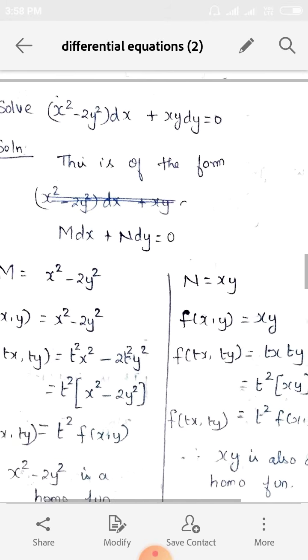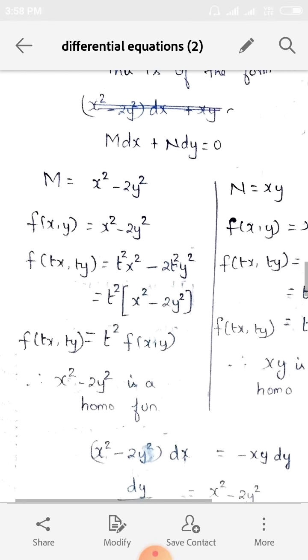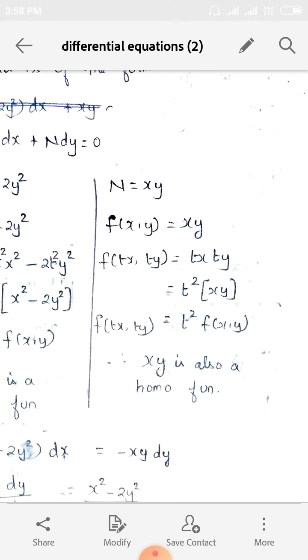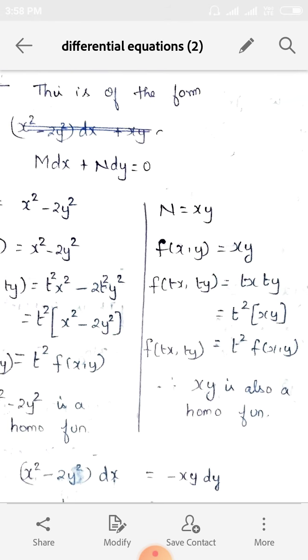First, see the given problem is in the form M dx + N dy = 0. So first we have to check whether M and N are homogeneous functions of the same degree. Okay, so f(x, y) = x² − 2y², and substitute the condition, f(tx, ty) = t²x² − 2t²y². Take t² outside, we get t²(x² − 2y²). So f(tx, ty) = t² f(x, y). And the next term N = xy. So f(x, y) = xy.